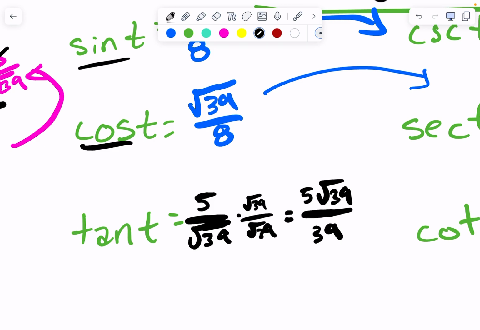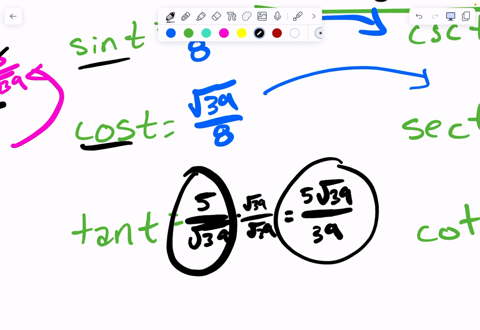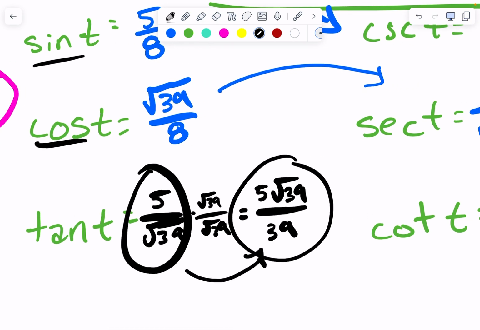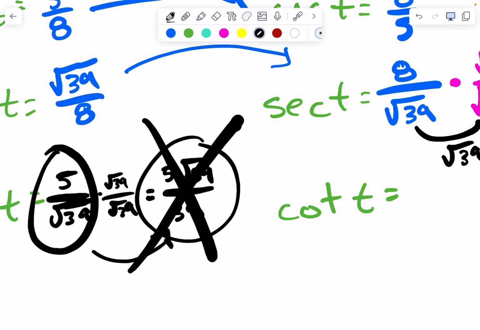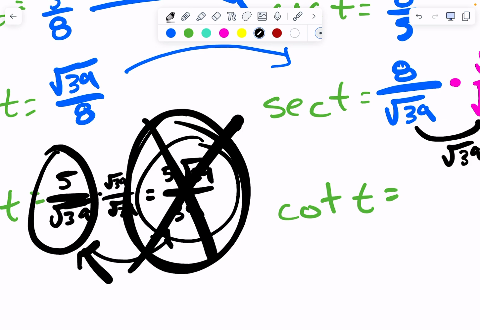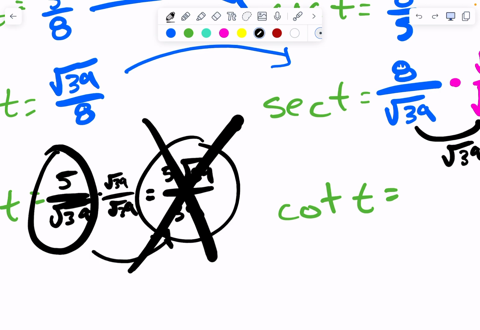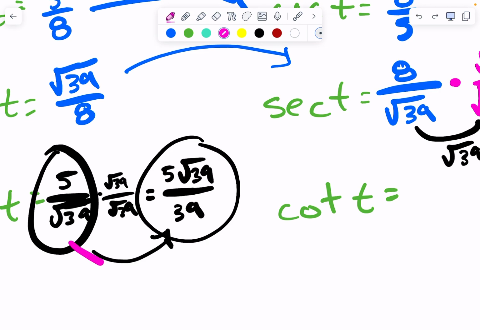All right. Are you ready for cotangent? Here's a little hint for you. Tangent: we had originally 5 over the square root of 39, and then we rationalized it like this. When you go and do cotangent, do not use this number. Use the original number. Otherwise, when you use this number, you're going to have to rationalize again. Does that make sense? So use the original number before you rationalized, and flip it.